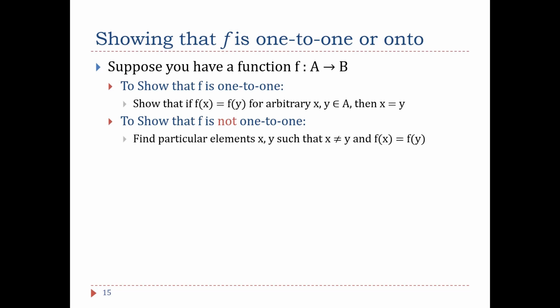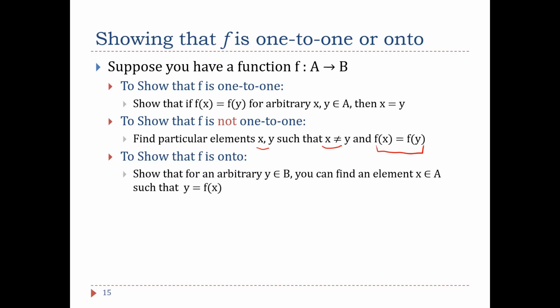Yeah, so you need to find a particular couple of elements, x and y, such that x is different than y, yet f of x is equal to f of y. Okay. To show that f is onto, so you show that for an arbitrary y in B, you can find an element x in A such that y is the image of x. And so as if you prove this for any y in B, okay?